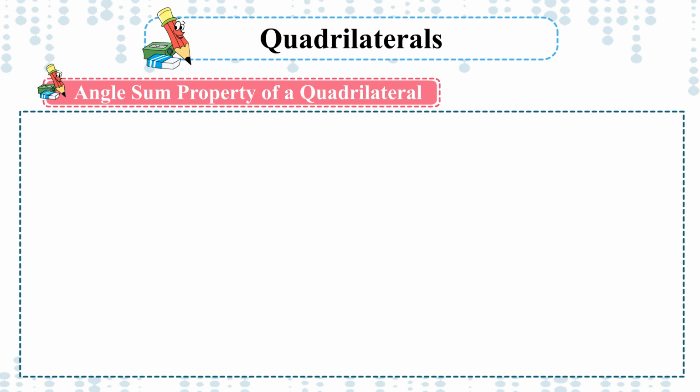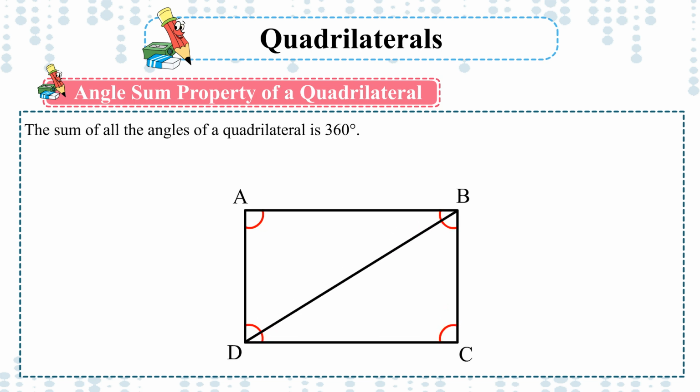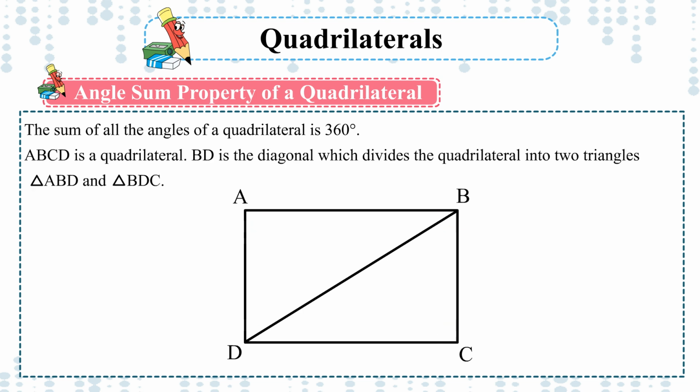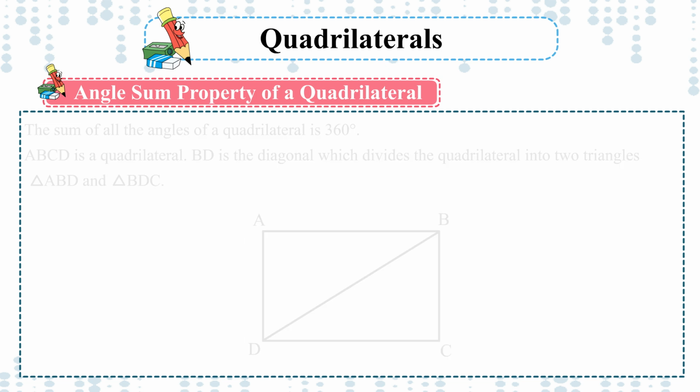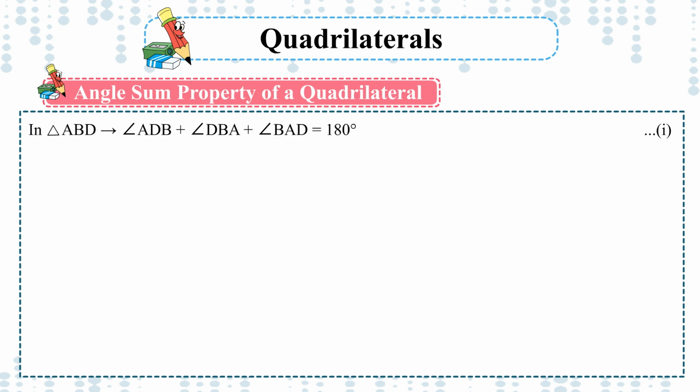Angle sum property of a quadrilateral. The sum of all the angles of a quadrilateral is 360 degrees. ABCD is a quadrilateral. BD is the diagonal which divides the quadrilateral into two triangles ABD and BDC. In triangle ABD, angle ADB plus angle DBA plus angle BAD is equal to 180 degrees, (1). In triangle BDC, angle BDC plus angle DCB plus angle CBD is equal to 180 degrees, (2).